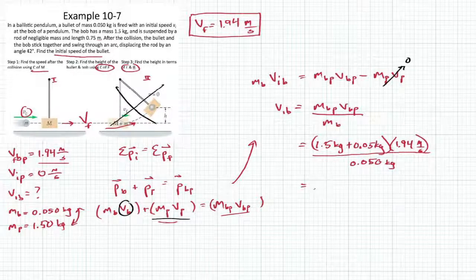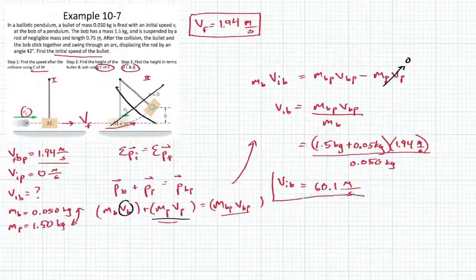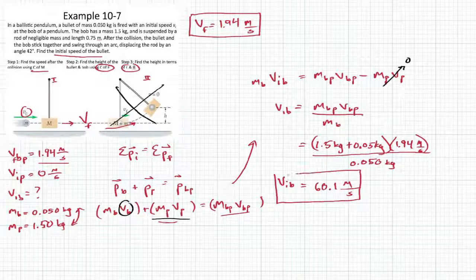And that'll give us the initial velocity of the bullet right here. This is what we've been doing all this work for. So 1.55 times 1.94 divided by 0.050, and here's the final drum roll. It should be 60.1 meters per second. That's our final answer.